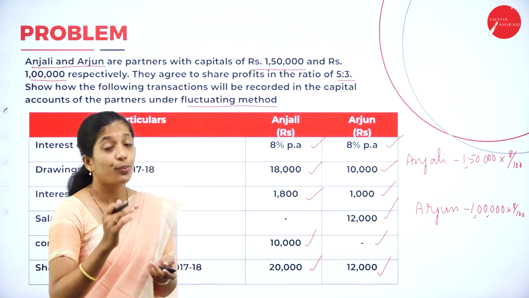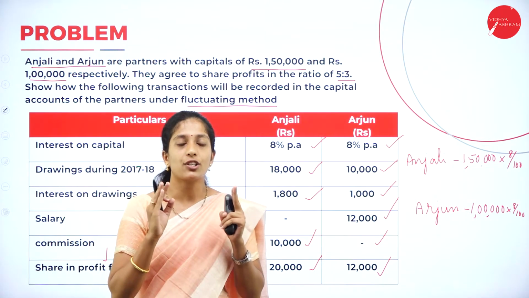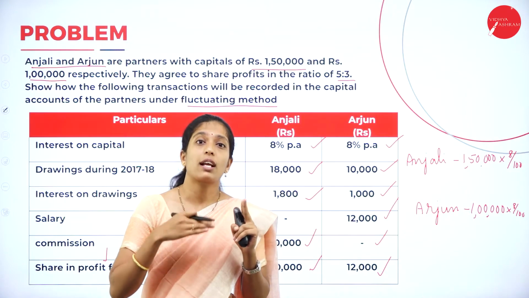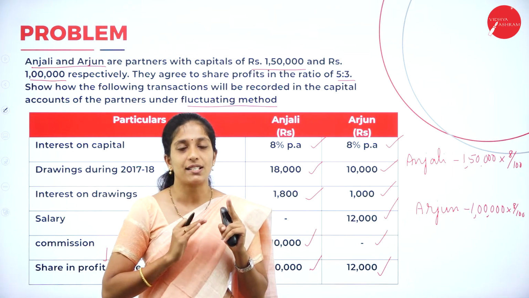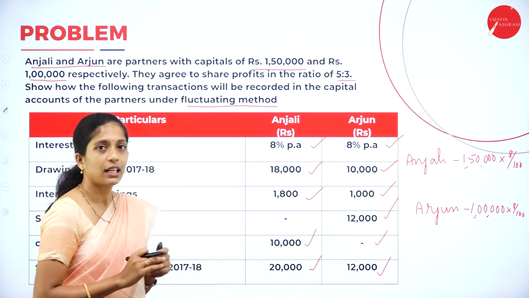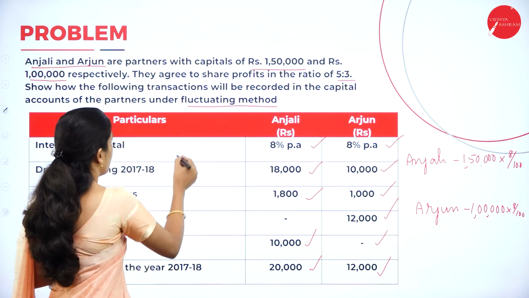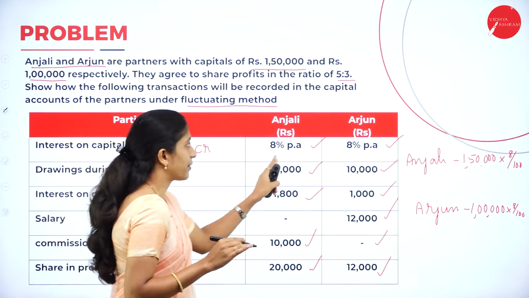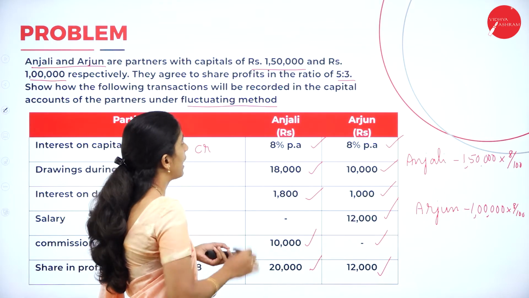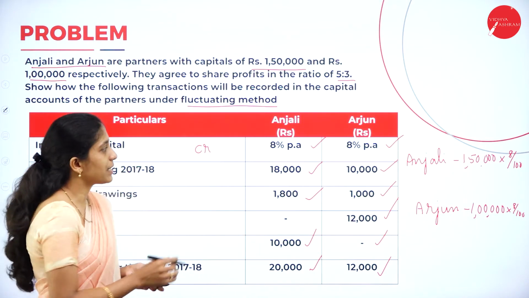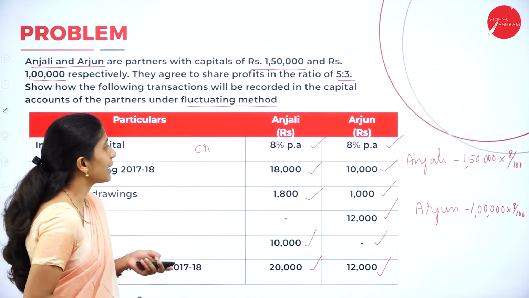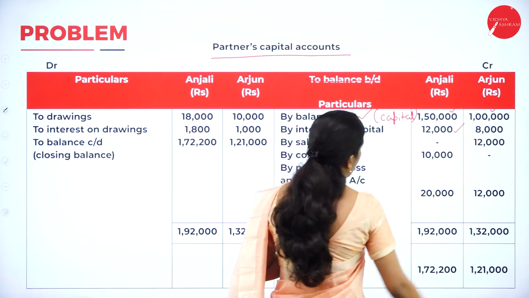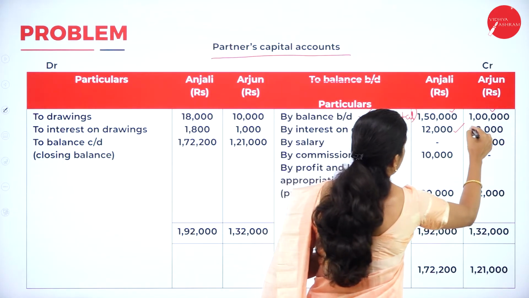Interest on capital. So where do we record interest on capital? So as I told, just remember drawings, interest on drawings and profit and loss appropriation account loss. So it will come in your debit side. Rest all the items comes in your credit side. Now interest on capital, where do we record? In the credit side. So we have to calculate and record because they have given percentage. So I told how to calculate 1,50,000 into 8% that of Anjali and Arjun 1 lakh into 8%. So by interest on capital 1,50,000 into 8% will get 12,000 and 1 lakh into 8% will get 8,000.